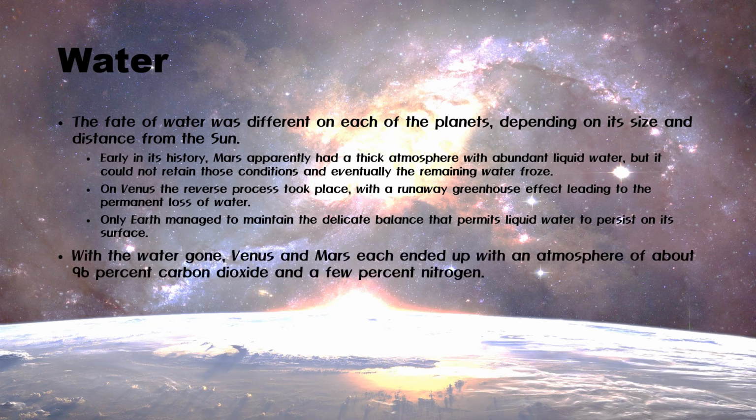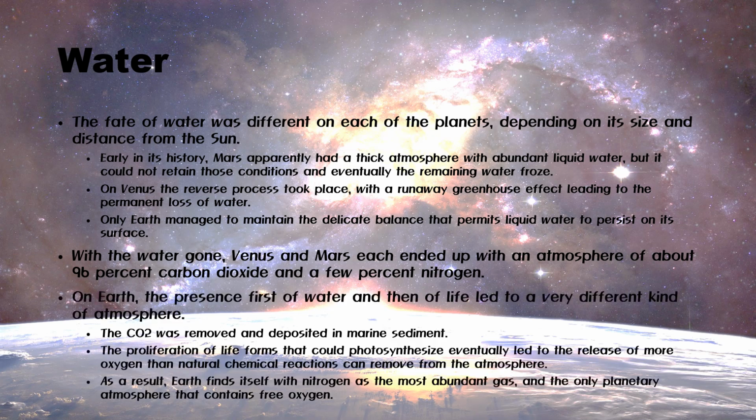Now, with the water gone, Venus and Mars each ended up with an atmosphere of about 96% carbon dioxide and a few percent nitrogen. On Earth, the presence first of water and then of life led to a very different kind of atmosphere. First off, the CO2 was largely removed and deposited into marine sediments. The proliferation of life forms could then photosynthesize, and eventually lead to the release of more oxygen than natural chemical reactions can remove from the atmosphere. As a result, Earth finds itself with nitrogen as the most abundant gas, and it's also the only planetary atmosphere that contains free oxygen. It's just O2 molecules floating around, and that's primarily what, for example, our bodies use in order to complete their respiratory processes.